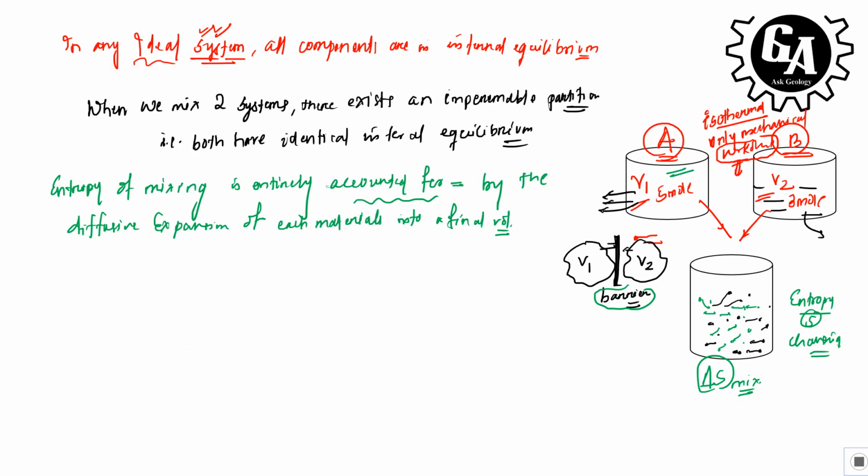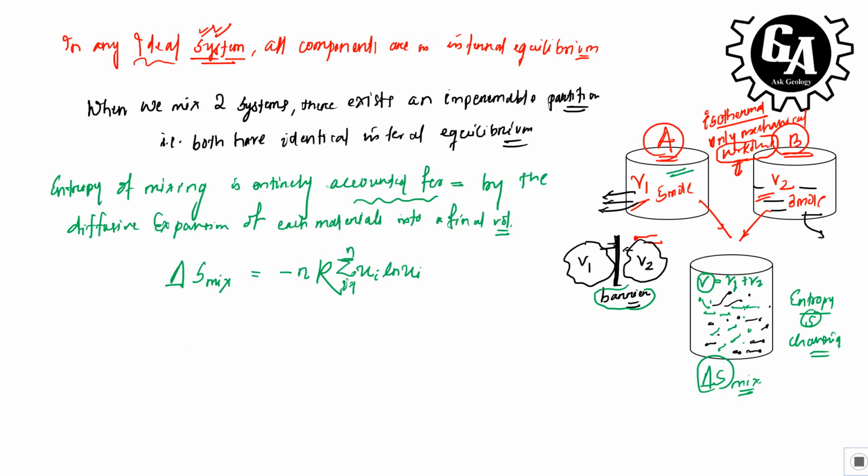Upon removal of this dividing partition, they will expand into a final common volume. That is the capital V. Capital V is equal to V1 plus V2. During the formation of this capital V, there will be some diffusive processes. That's why the dividing line will not be present. So in this case, we will count the del S of the mixture, which is given by minus nR, then the summation of Xi ln Xi, with i from 1 to N.